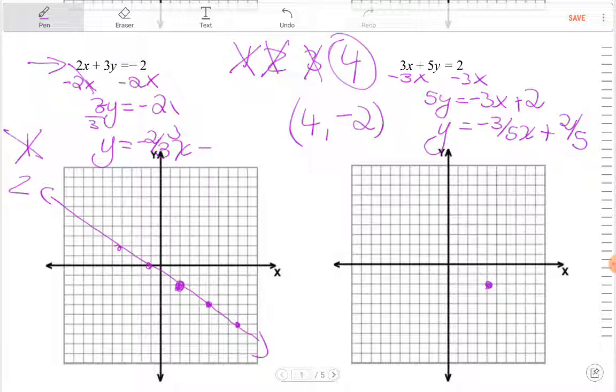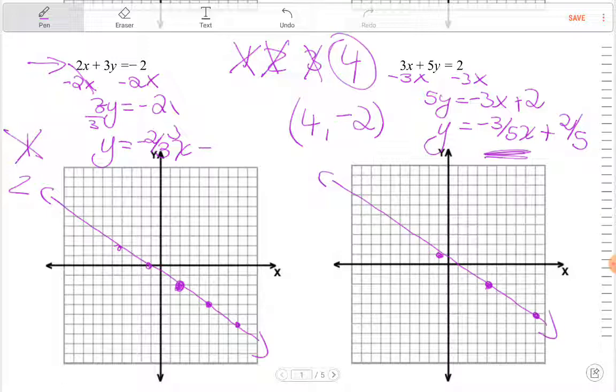And from that point on, I'm going to count my slope, which is 3 down and 1, 2, 3, 4, 5 over. I'm going to go the opposite way just to have an additional point. Now I have enough points. I'm going to take my ruler. I'm going to connect to a nice straight line.